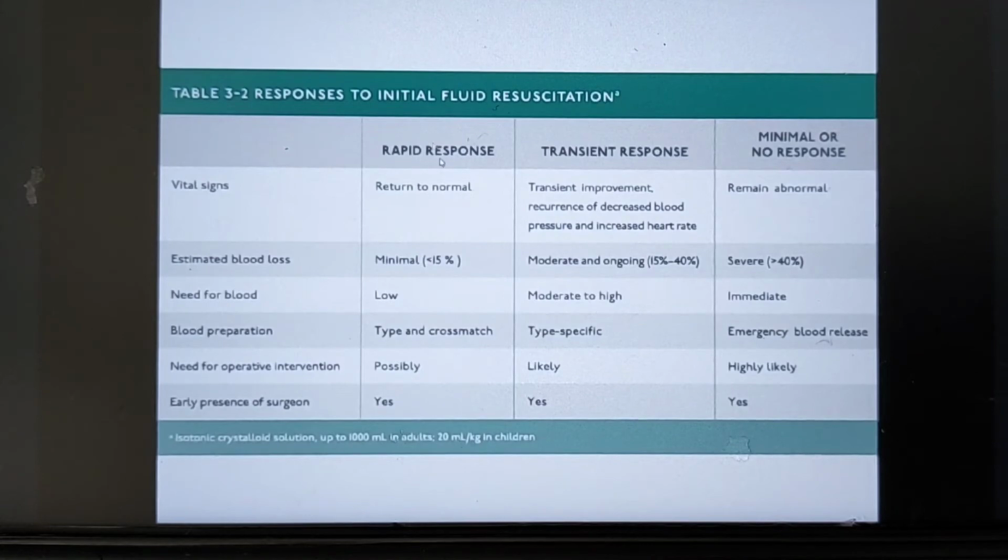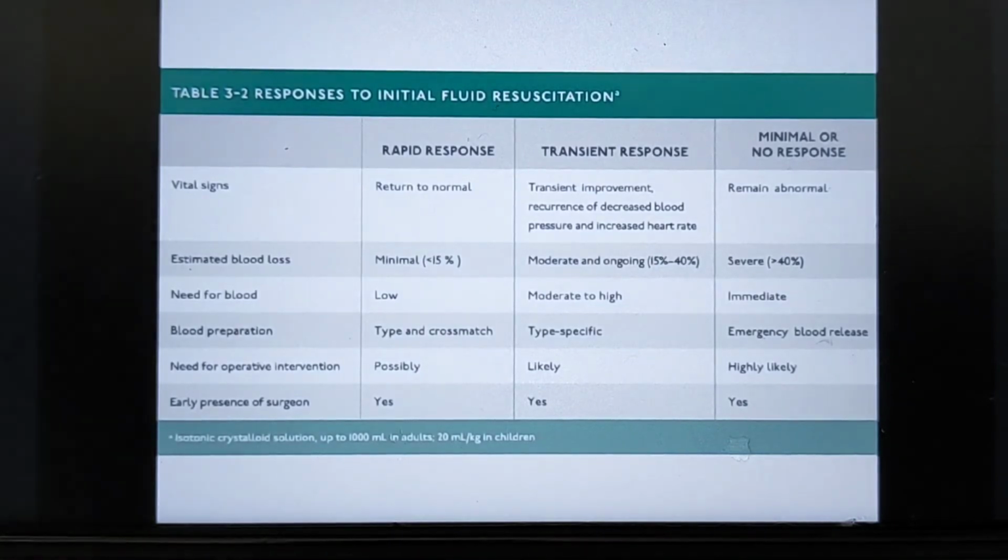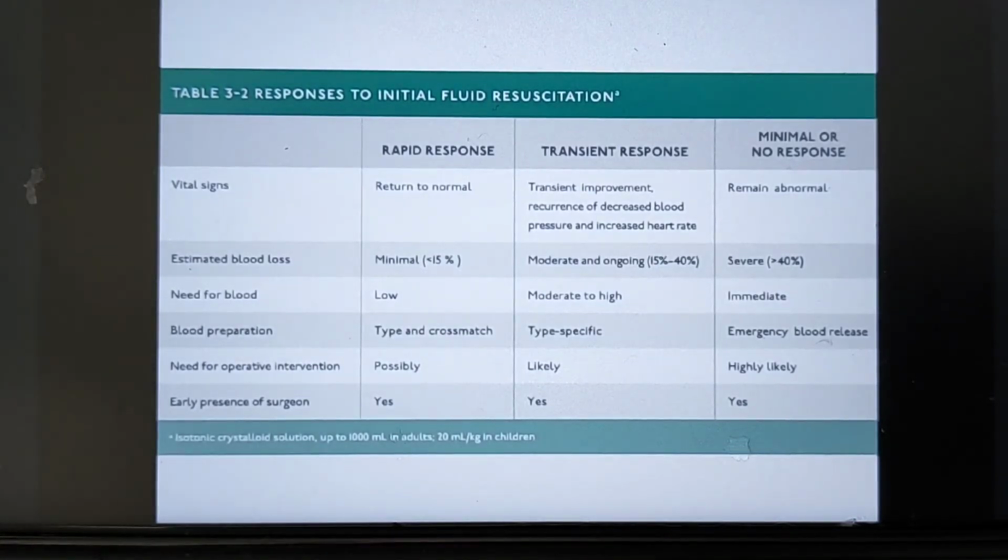These are the responses to the initial fluid resuscitation. When we resuscitate a patient with minimal blood loss, which is less than 15%, the patient will respond rapidly, which means that the vital signs will return to normal rapidly. So the need for operation or blood is unlikely.